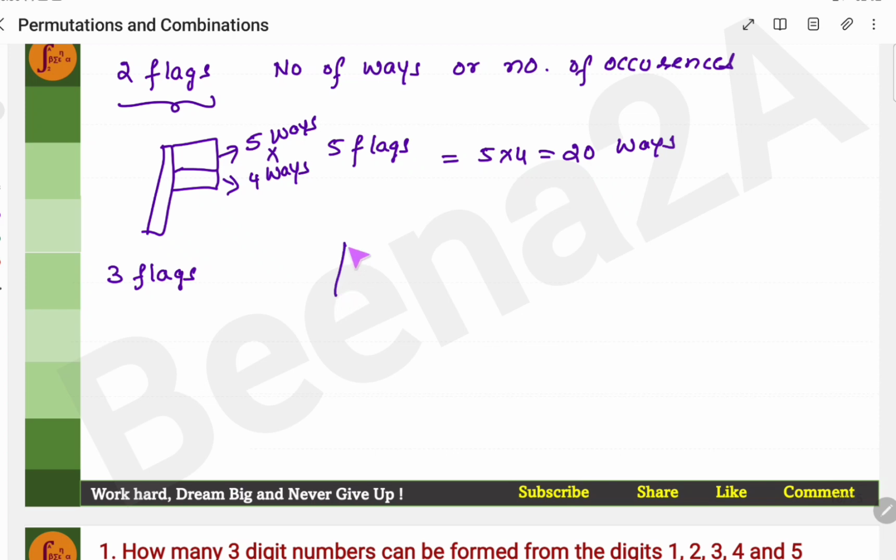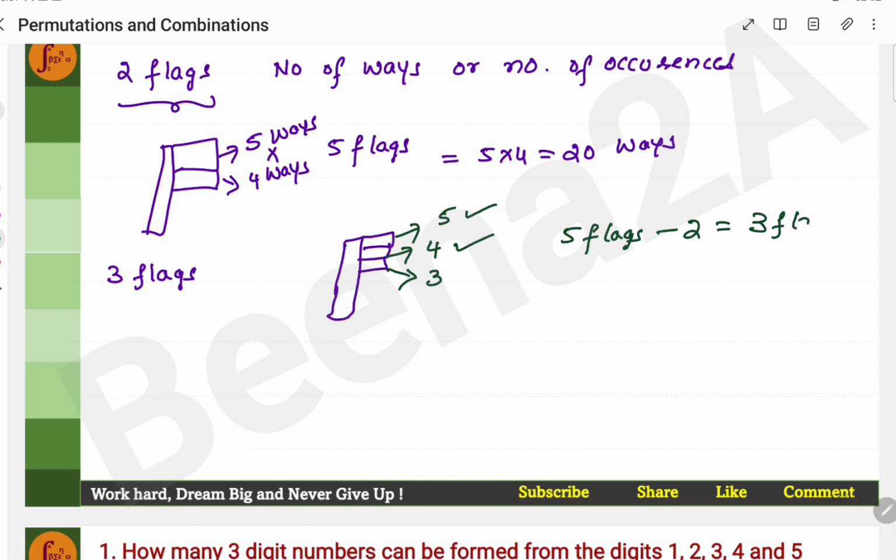Right? Now I need to form a vertical staff with 3 flags like this. Now, how many ways for the first flag? 5 ways. Second flag, 1 is chosen, right? 1 is chosen here, so I'll be left with 4. For the third flag, 2 are chosen now. This one and this one is chosen. 2 flags are chosen. How many is left? I have 3 left, right? Out of 5 flags, 2 are chosen, so I'll be left with 3 flags now.